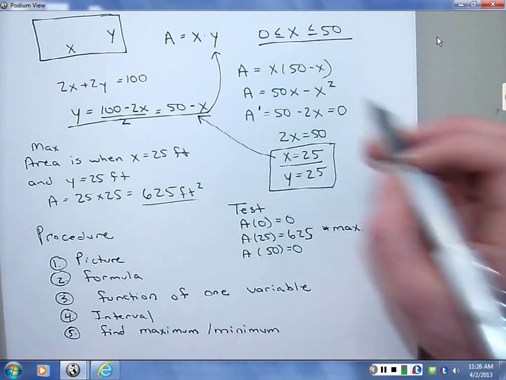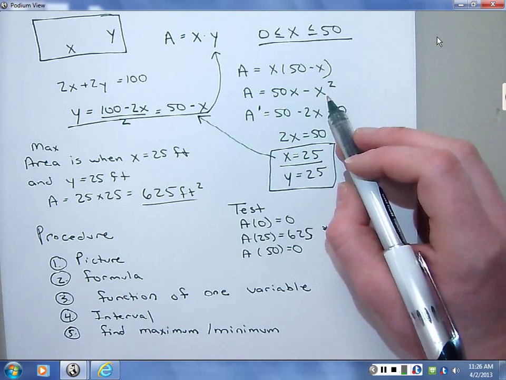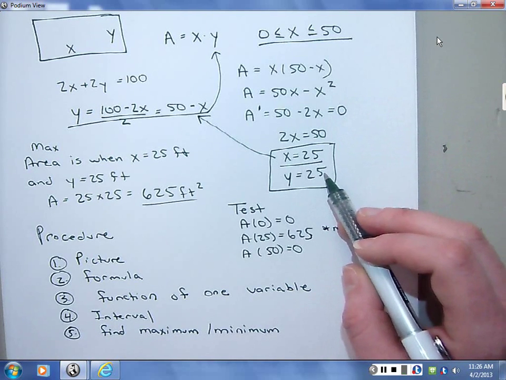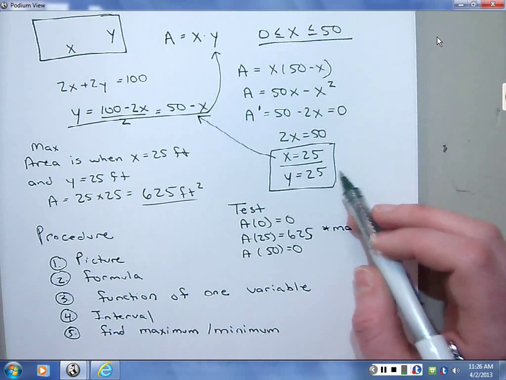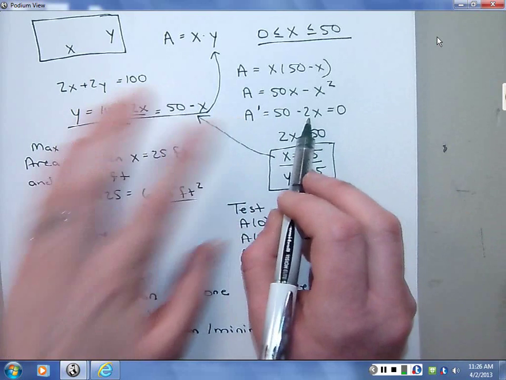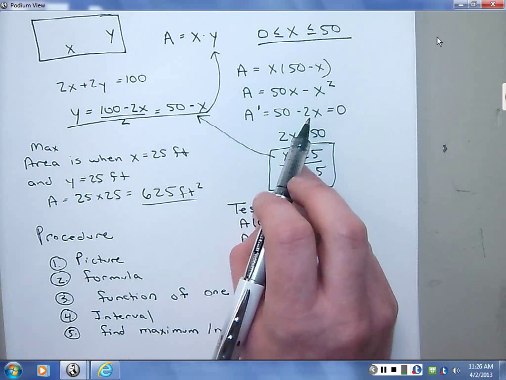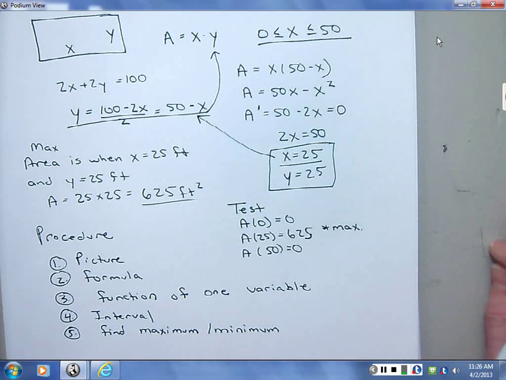Or you can graph this as a quadratic that opens down. So this point is going to be the maximum of a quadratic that opens down. Or you could do the second derivative test. What is the second derivative here? Minus 2. Minus 2 is negative, so that means I'm concave down, and concave down would be a maximum. But you do need to pay some lip service to that.